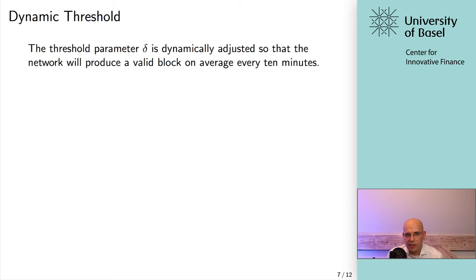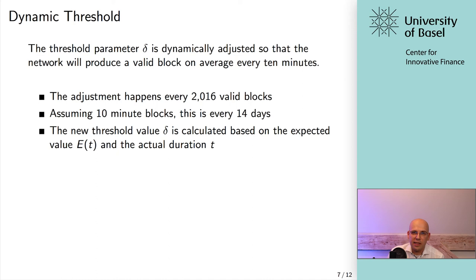Instead, it's adjusted automatically, and it's computed by all of the clients in parallel, following a specific set of rules. The idea is that the adjustment happens every 2016 valid blocks. On average, when you have this 10-minute average I've been talking about, that's every 14 days, okay? So that's our expected time. We expect that this would happen every 14 days. And the new threshold value delta is then computed based on the expected value, so how long it should actually take, that would be the 14 days, and the actual duration, the actual time it took for these 2016 blocks to be mined.